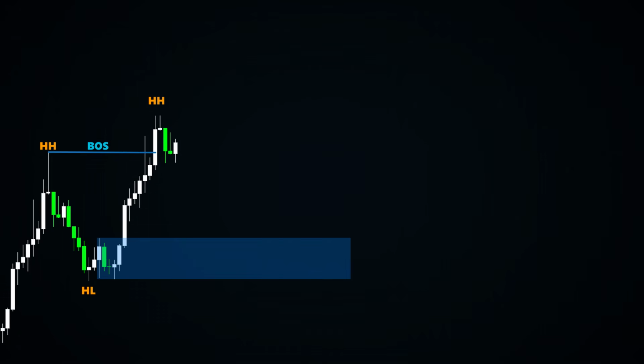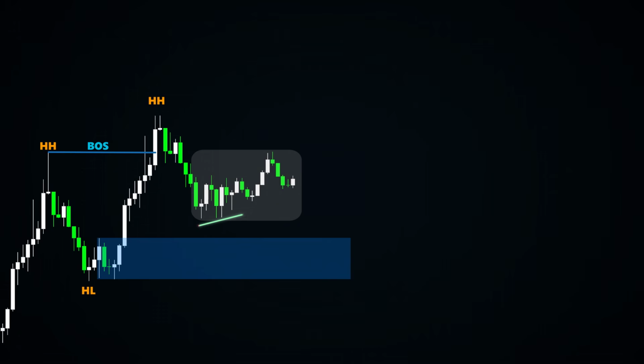Alright, let's break down sweep zones in action with a real chart example. So here's what we're looking for. Price is moving up, right? Making those higher highs and higher lows, everything's looking good. But then, price pulls back and starts forming a series of equal lows. This is important. Those equal lows are where retail traders are placing their stop losses. Think of it as a bunch of orders waiting to be triggered.